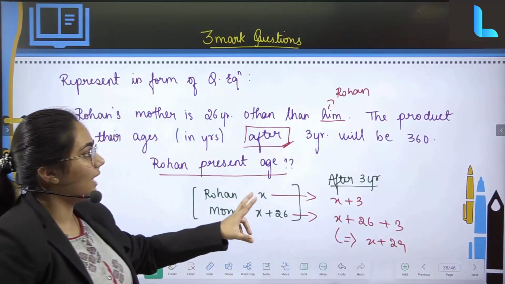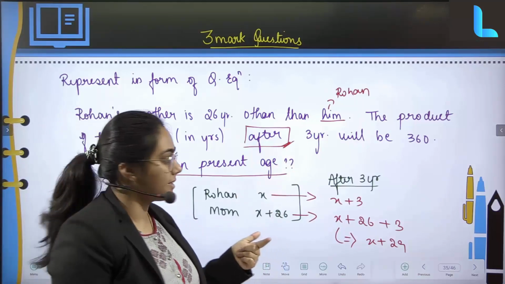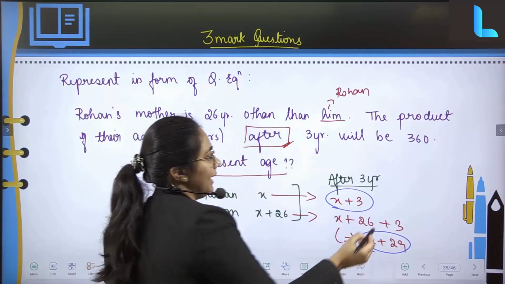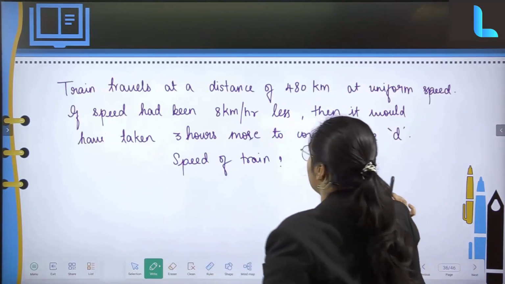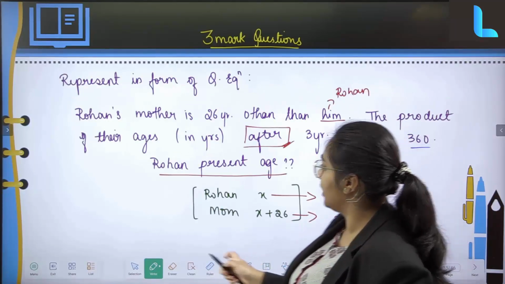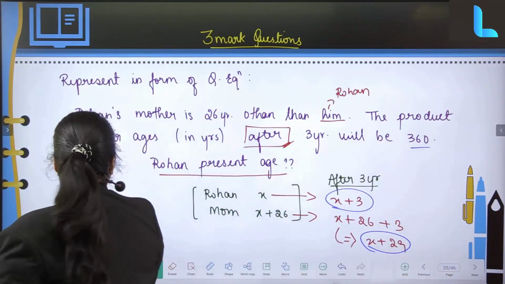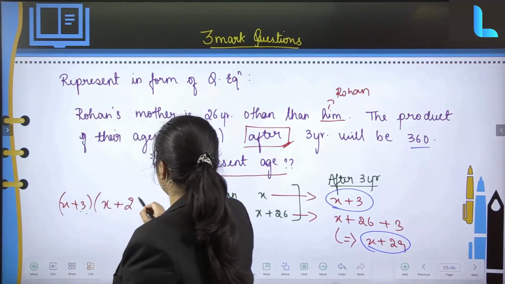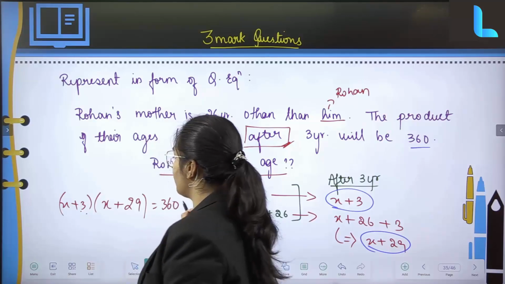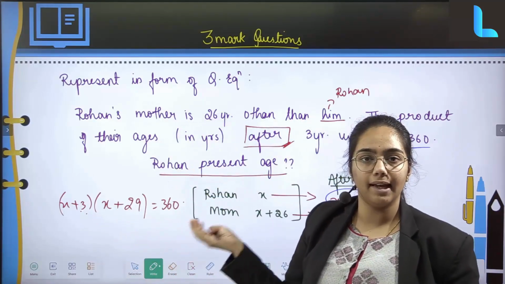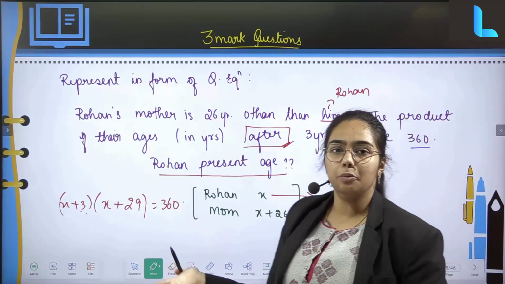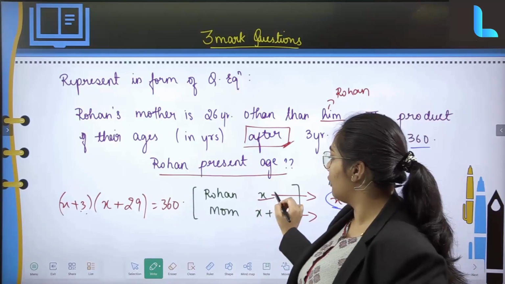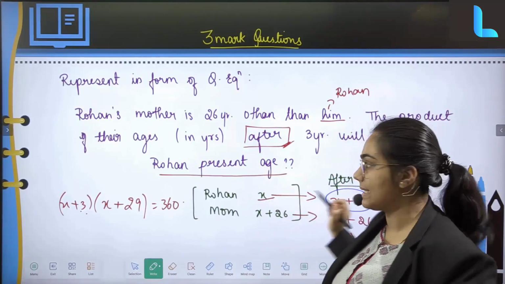Right. So the relation they have given is product after 3 years. That is product of this as well as this is going to be equal to 360. So when you solve for this, that is x plus 3 into x plus 29 is equal to 360. You have to solve for this. Both will form a quadratic equation. Once you get the quadratic equation, you will get the answer of x. Whatever the value of x you get, that is going to be Rohan's present age.